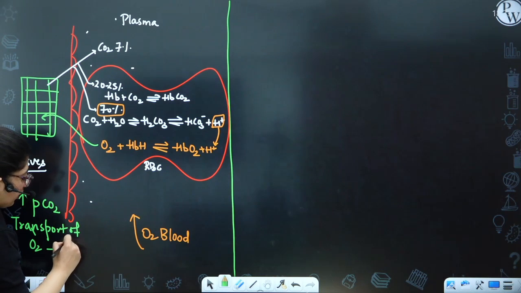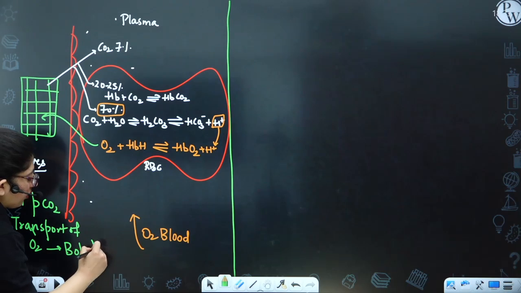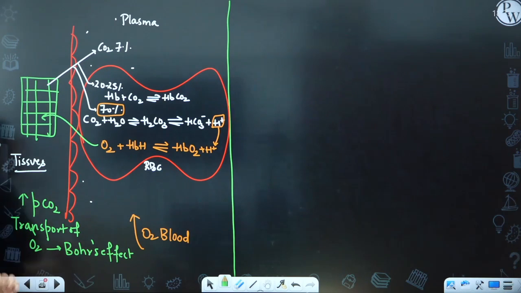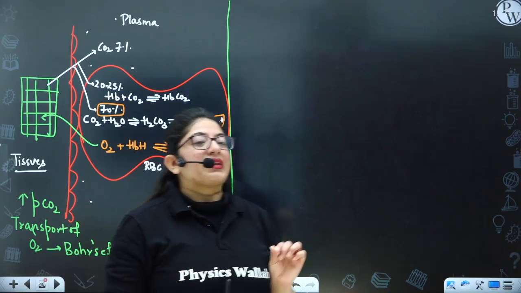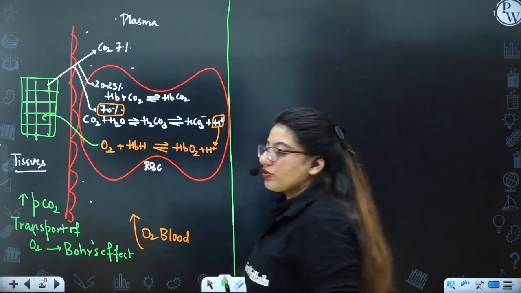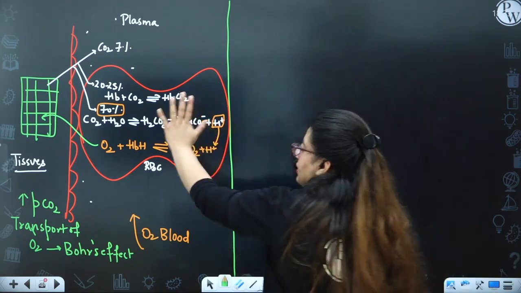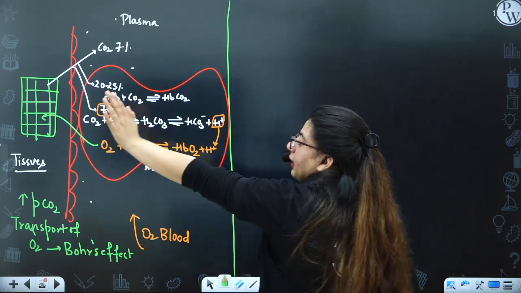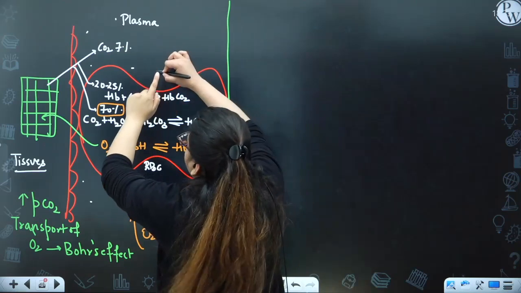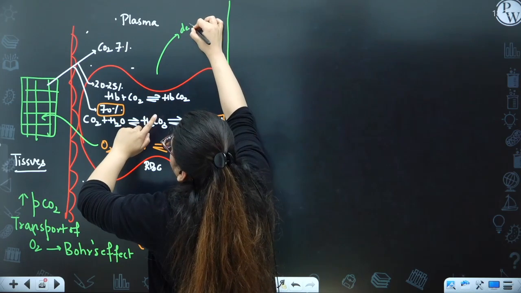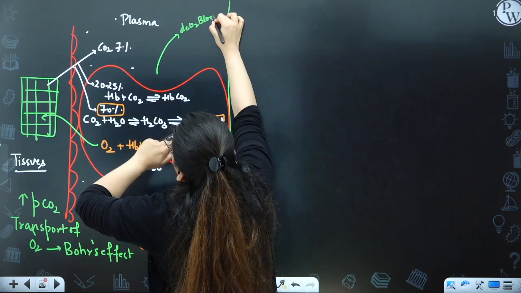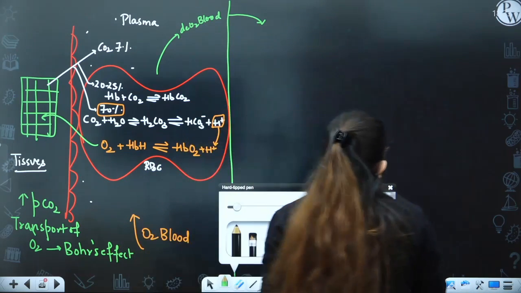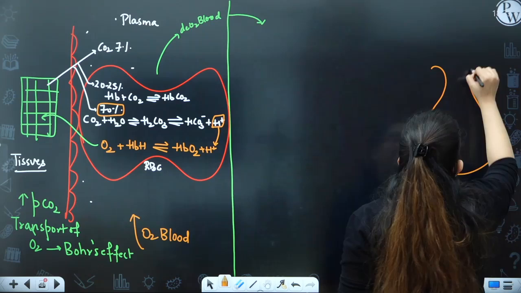and this is what is Bohr's effect. What is it? Bohr's effect. So according to Bohr's effect, whenever there is an increase in partial pressure of CO2, this leads to the transport of oxygen. Now this RBC has given all the oxygen and taken up the CO2. Whatever this blood has become now is deoxygenated blood. Now this deoxygenated blood will move towards the alveoli.